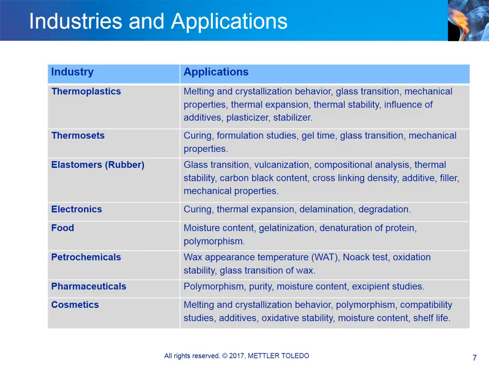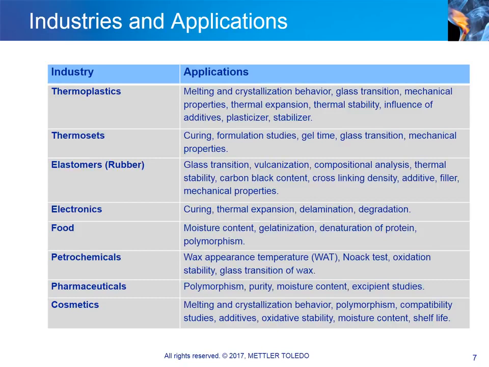Elastomers or rubbers are widely used in many sectors, such as the automotive industry for the manufacturing of tires, hoses, and suspension components, as well as the construction industry for sealing materials, bridge bearings, and damping materials. The main properties investigated are glass transition, composition, expansion, the modulus, and damping and creep behavior.